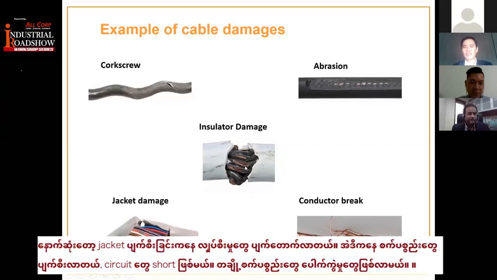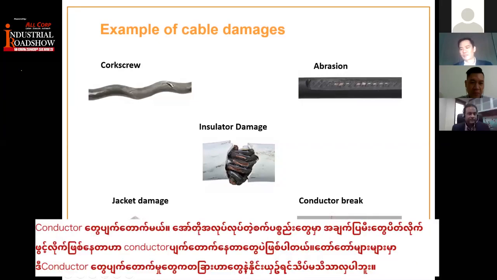At the end of the day, you might have some insulation damage due to the jacket damage, which starts to rub the insulator, and this might result in machine failure, a short circuit, or some equipment getting blown off. Then there is conductor break, which you will often see when your equipment is on automation mode. You will have a signal on and signal off effect because of this conductor break. Many times this is not easy to see compared to all these other damages.